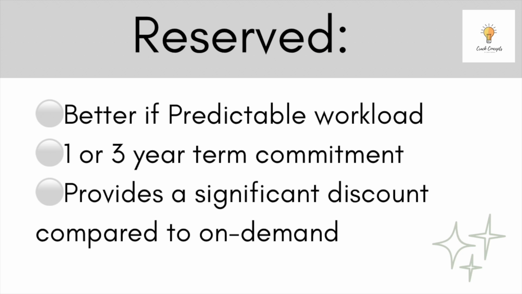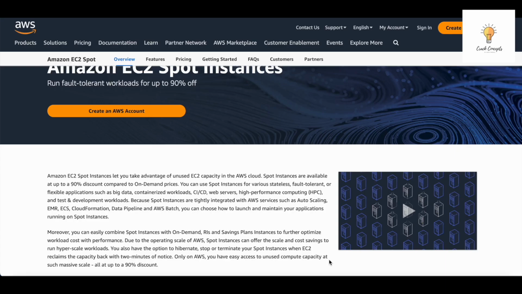The third type is Spot Instances. Amazon EC2 Spot Instances let you take advantage of unused EC2 capacity in the AWS cloud. Now, what this means is you can take instances from AWS, all the unused instances, at a very discounted rate, at up to 90% discount. That's huge, okay? 90% discount is a lot.